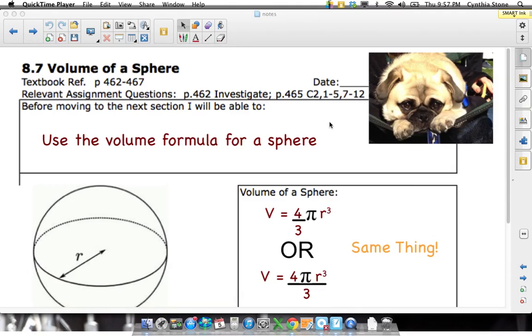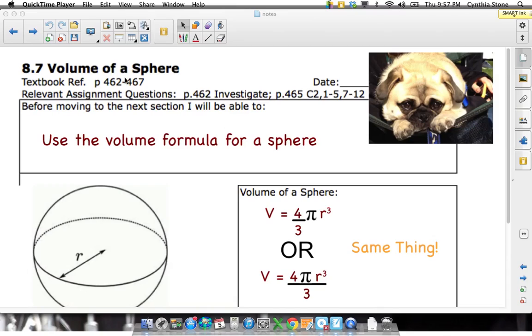8.7 volume of a sphere. This applies to the applied level grade 9 math course and the academic grade 9 math course. And if you look over at Charlie, he looks sad because this is our last math lesson of the year. So let's do it.